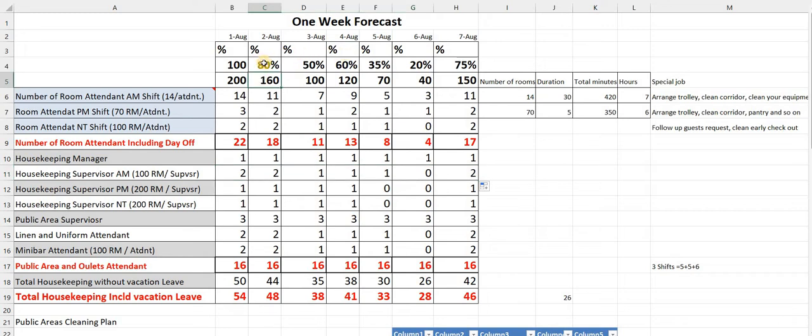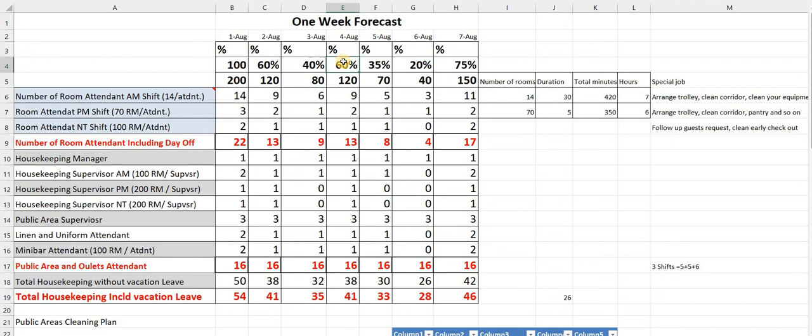For example, you don't have 80%. You have, for example, 60%. When you write 60%, look, you need only 13. When you have here 50%, if you have less occupancy, look here, you have 11 room attendant. When you write 40%, you see you need only 9.